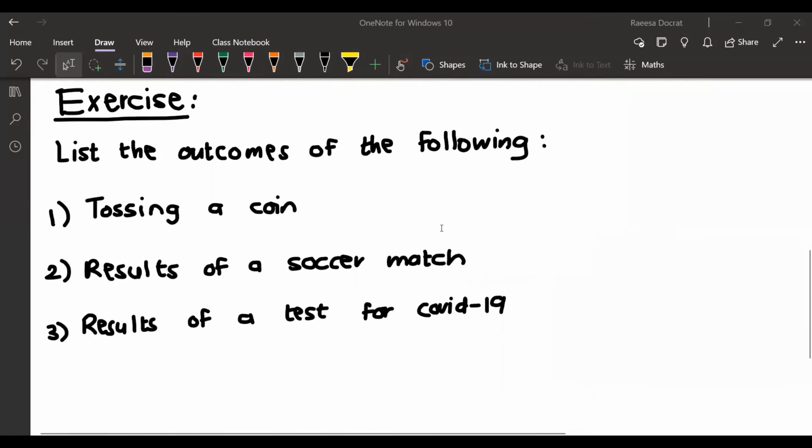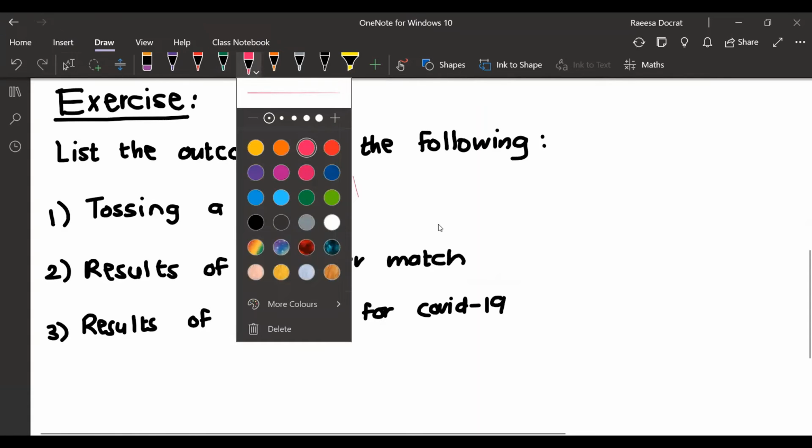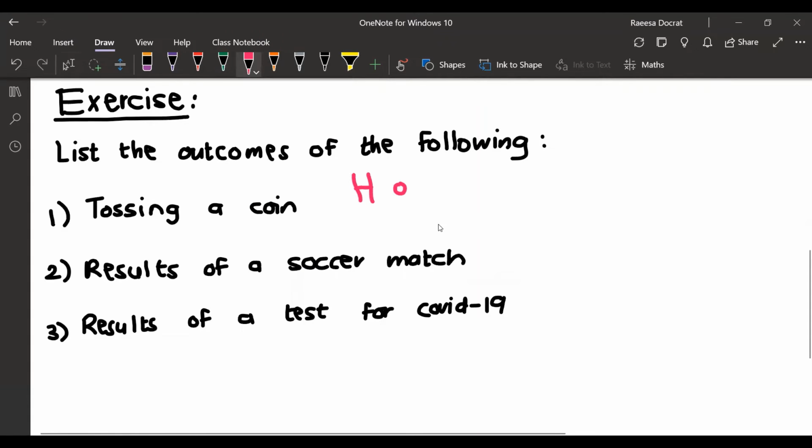So let us have a look at some examples. So we have to state the outcomes of the following cases. So the first one is tossing a coin. Once you toss a coin, what are your possible outcomes? You could either get heads, if it's your standard coin, or you could get tails. So that's the outcomes of a coin.